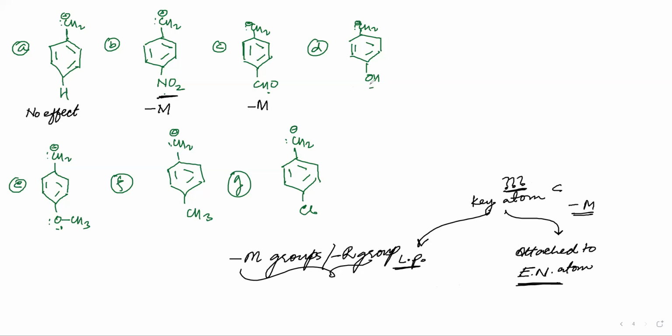What about D? What is the key atom? First of all, answer the key atom. What is the key atom here? Is it attached to any electronegative element? Does it have lone pair electrons? Then it is plus M, correct?